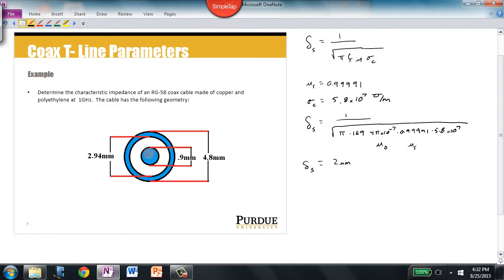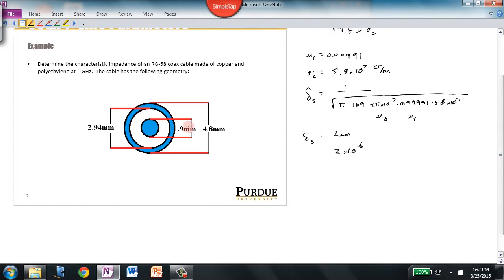We see that the inner conductor is 0.9 millimeters. And by the way, 2 microns is 2 times 10 to the minus 6, and 0.9 millimeters is 0.9 times 10 to the minus 3. So 0.9 times 10 to the minus 3 is much, much greater than 2 times 10 to the minus 6. So we can use the distributed parameters.